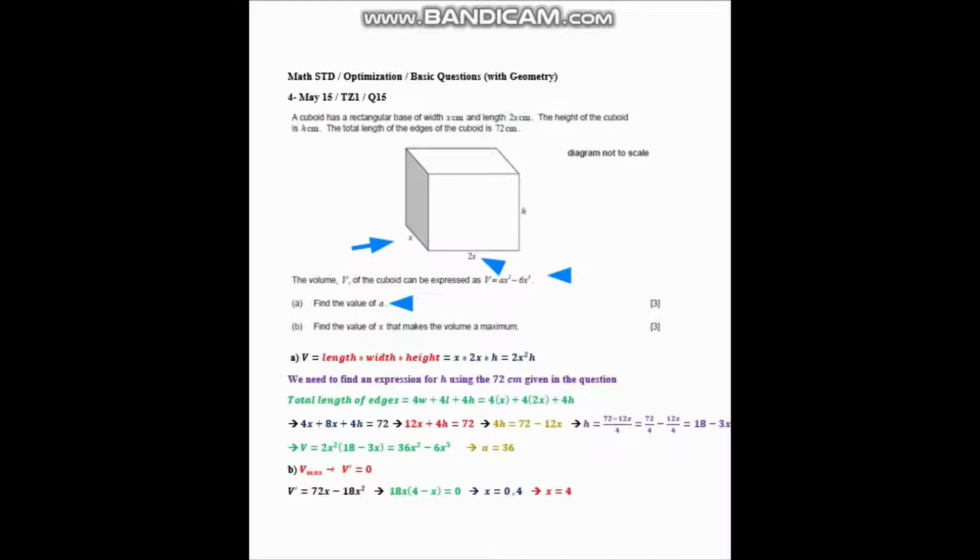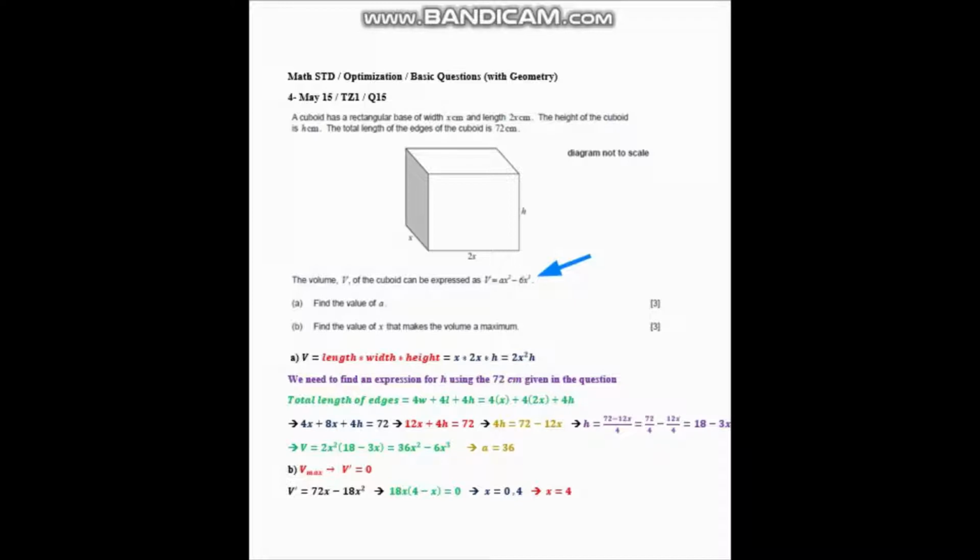So the volume is equal to the length times width times height, which we know to be x and 2x and h. So the volume is equal to 2x squared times h. What we need to do is replace the h with an equivalent expression in x so that the volume is written entirely in terms of x.